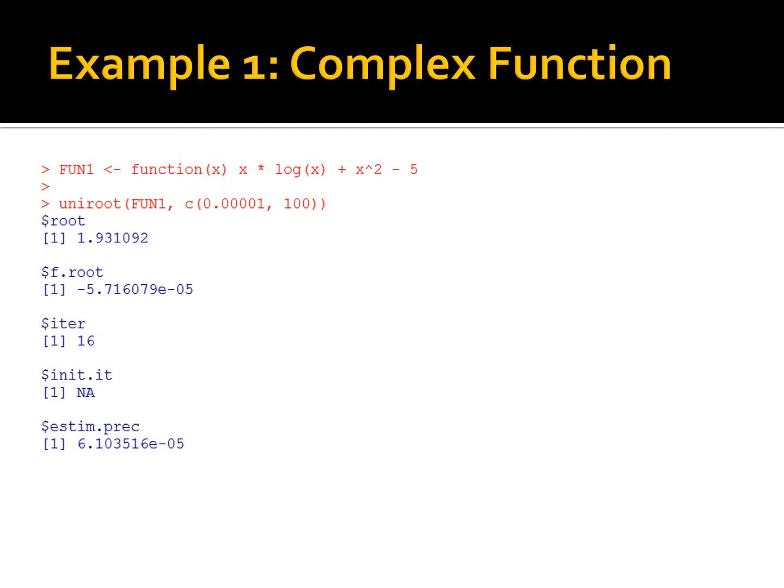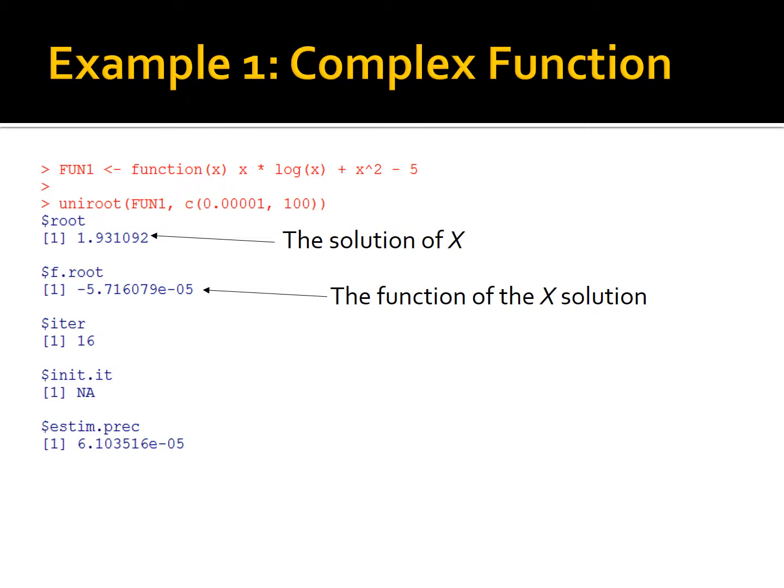After I run that, I found that the root is 1.93. If I substitute x by 1.93 in the function, I will get the result of negative 5.7 times 10 to the power of negative 5, which is very close to 0, right? And the number of iterations is 16. So now we know how to solve for 0 by defining a function.